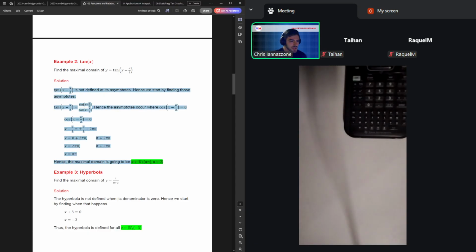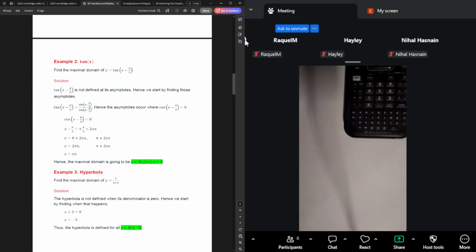Anyone need this more clarified? Really more so if you've already had a look at circular functions. We can dive into that a bit more.